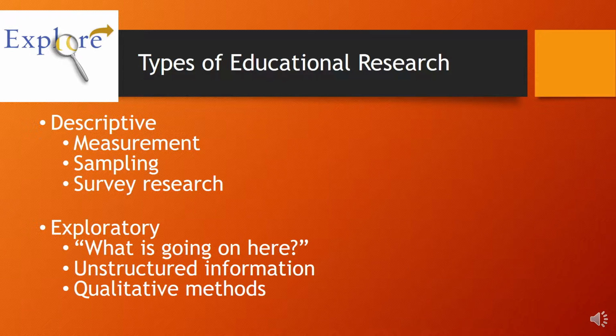Types of educational research. Descriptive research defines and describes education. Measurement and sampling are often a concern in this type of research. Survey research is often used for descriptive purposes. Researchers define what they are studying and describe the social phenomena of interest.